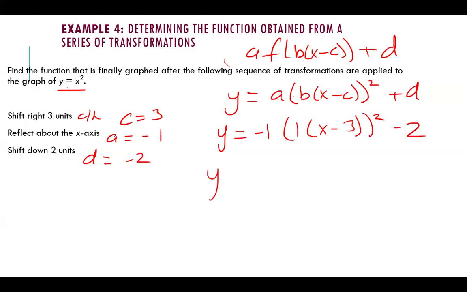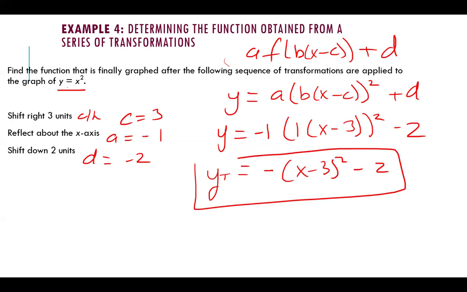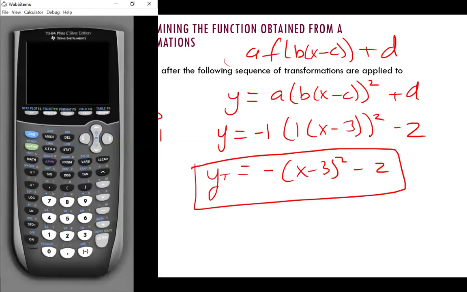Okay, we're going to clean this transformation up a little bit. I'm going to pull a little geometry thing here and put a little T so you know this is my Y transformed. So cleaning this up, I have negative x minus 3 squared minus 2, and that would be my transformation. So I'm going to go graph it so that you can see what that looks like.